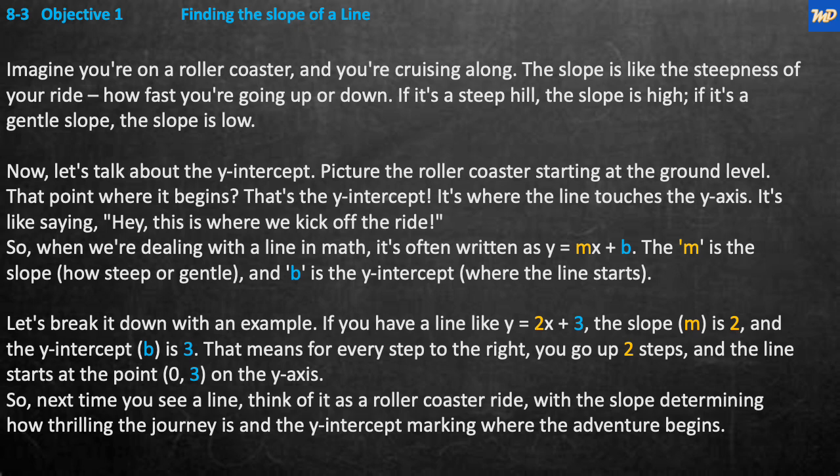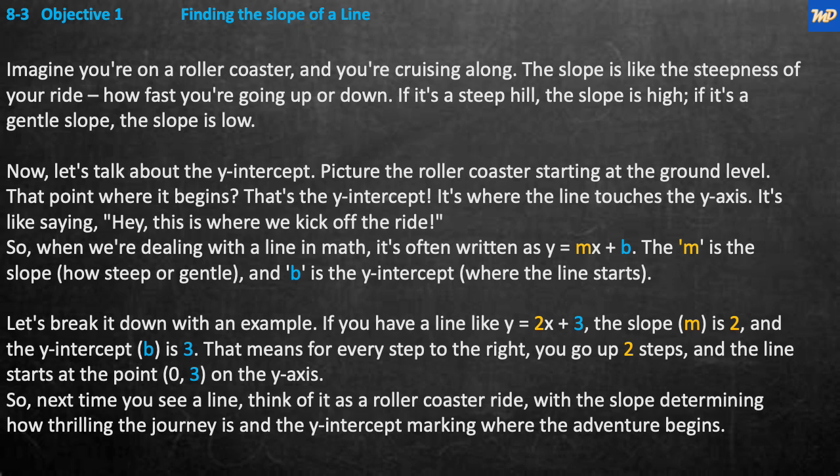When you're dealing with a line in math, it's often written as y equals mx plus b. The m is the slope. How steep or how gentle is the line going up or down? The b is the y-intercept. Where does it start?